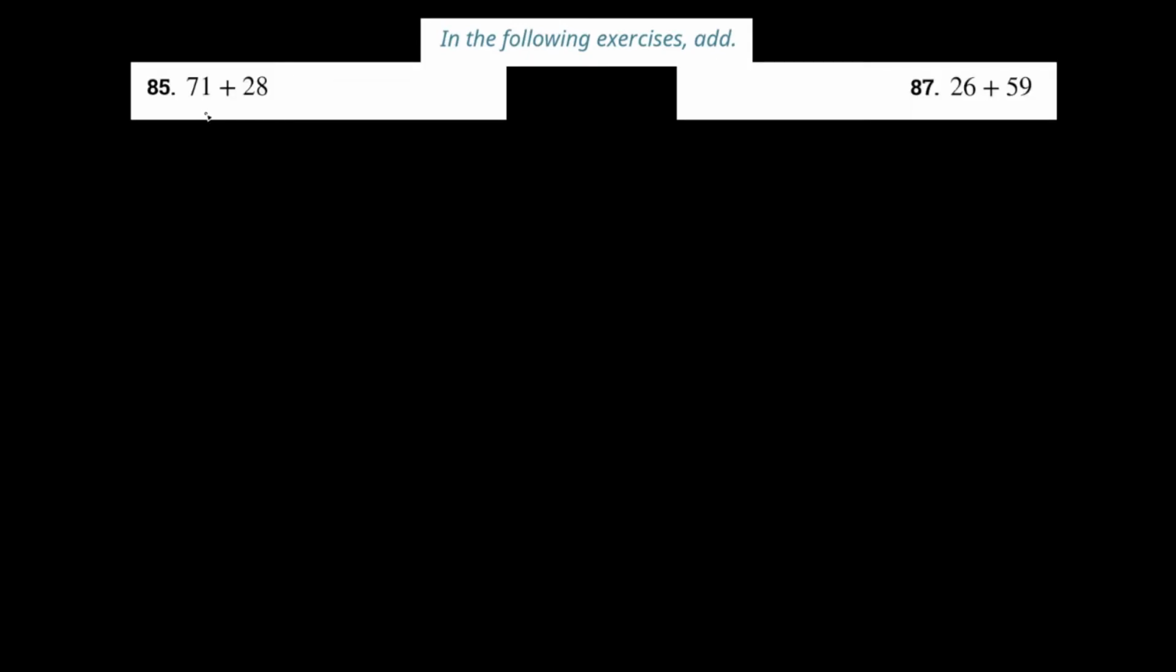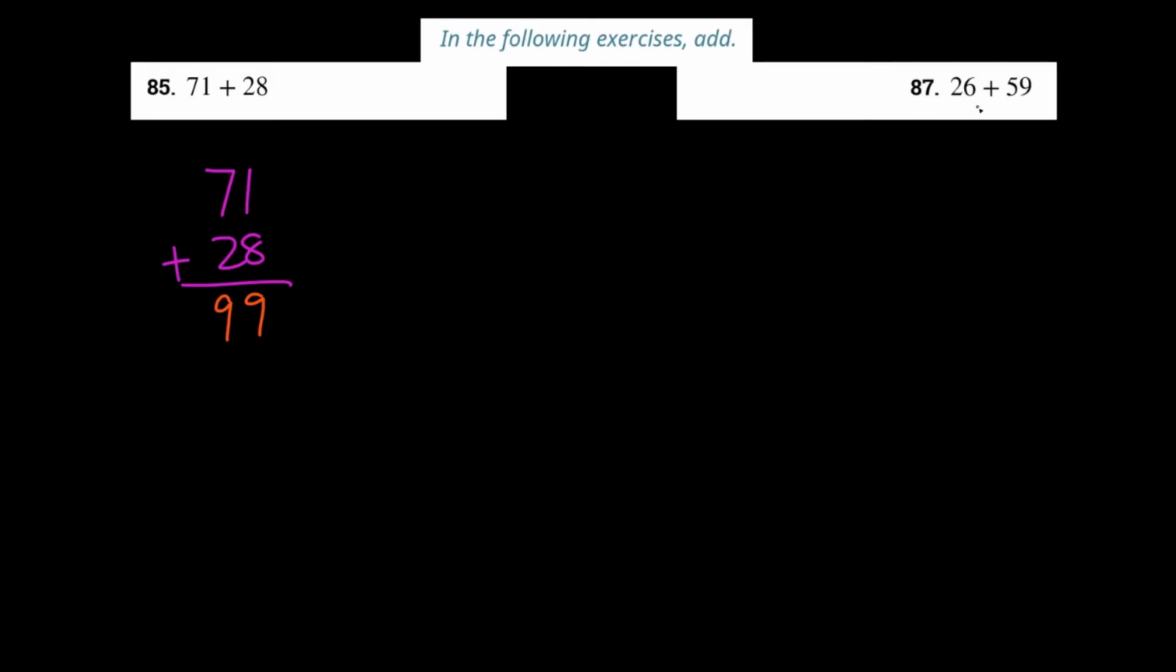For 85, if we look at 71 plus 28, we arrange it vertically, 71 plus 28, and we want to make sure that the place values are aligned. We have 1 plus 8 is 9. 7 plus 2 is 9. This gives us a total of 99.